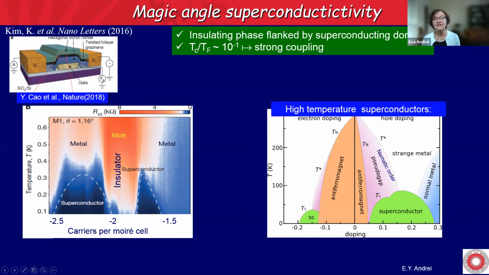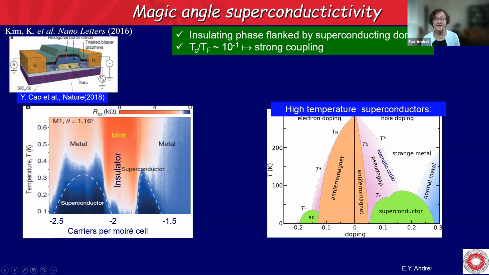And in addition, you have very strong coupling here as measured by the critical temperature over the Fermi temperature. And people immediately realized that this is very similar to the phase diagram of high temperature superconductors, where you have an antiferromagnetic phase here flanked by 2 superconducting domes.